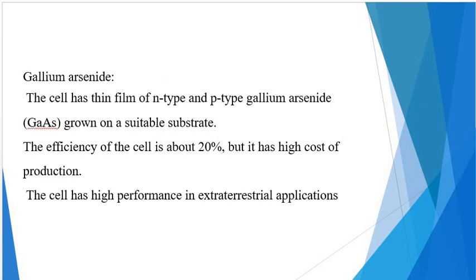Gallium arsenide. The cell is manufactured by using thin film technology. The N and P types are made up of gallium arsenide material which are grown on the substrate. The efficiency of this kind of cell is about 20%. It has a high cost of production. The cell has high performance in extraterrestrial applications.